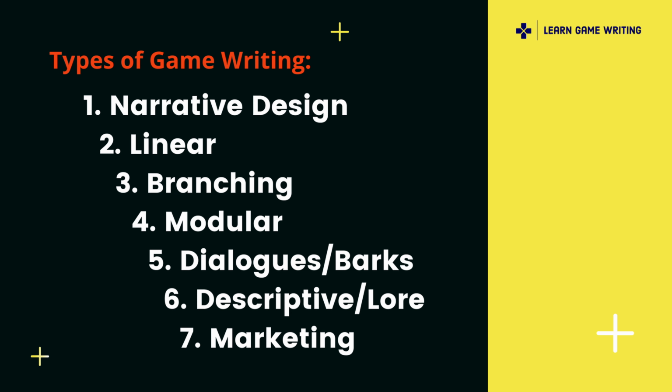And with that, we've come to the end of this video. We've covered different types of game writing, from the narrative design aspect, the plotting, linear, branching, or modular, the dialogue and bark writing, the descriptive and lore text, and the marketing aspect of writing.